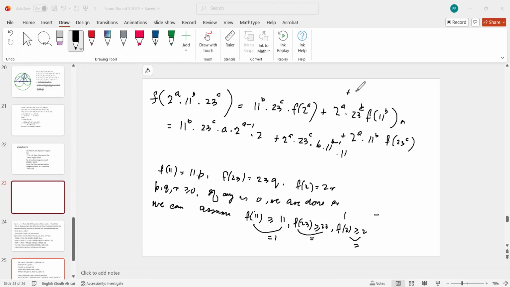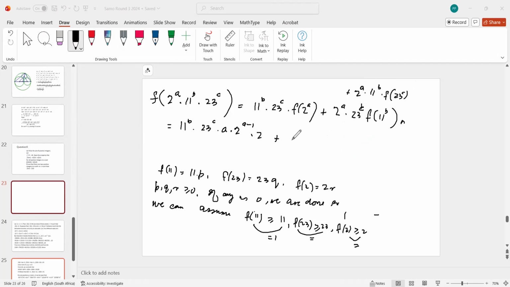Sorry, this is just going down here. I'm going to repeat this thing here. It's 2 to the a times 11 to the b times f of 23 to the power of c. I'm repeating that because I want to rub it out. It's right in the way. All my mathematics is suffering the weight of gravity.